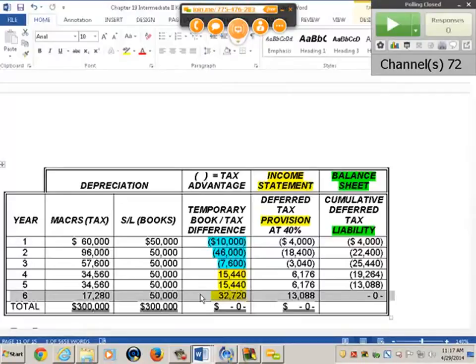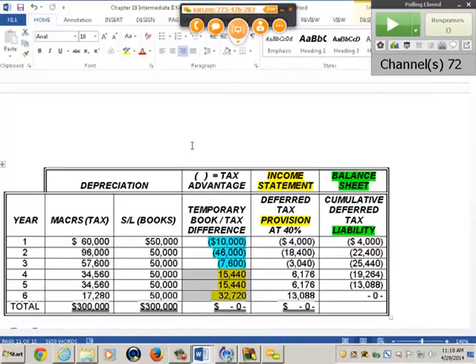Now, the deferred liability, the way you look at this, I think, is to say that when these book tax differences reverse, I am going to be paying back the previously deferred liability. So in the reversal period, I pay back the previously deferred liabilities.